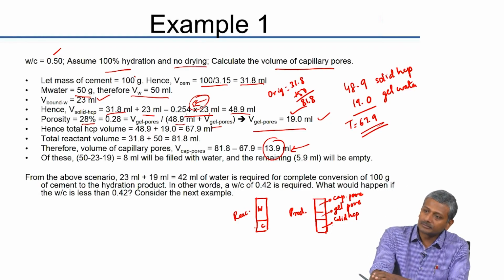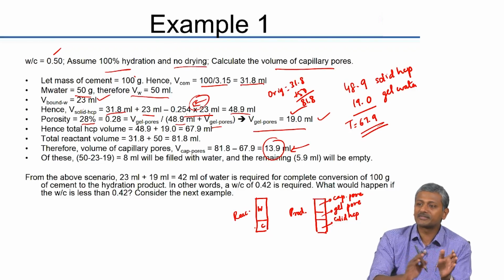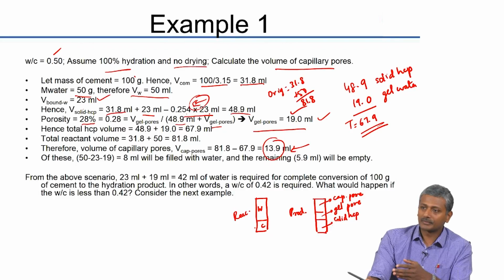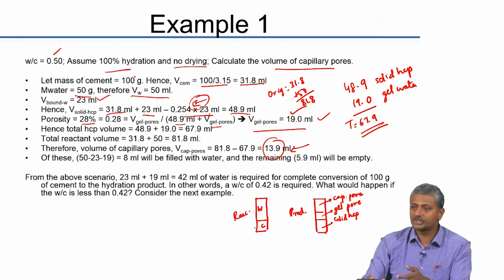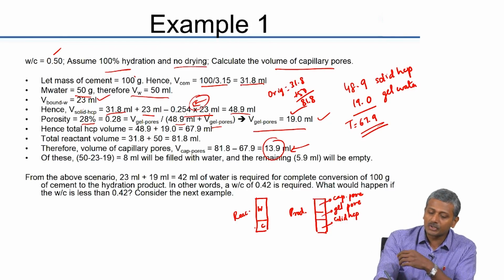Okay. I'm taking 50 grams of water and 100 grams, 31.8 ml, of cement. The total volume will come to 81.8. It will not reduce. That volume has to be the same in your product also. The distribution of your phases in that volume will change. In the past you had 31.8 ml occupied by solid.